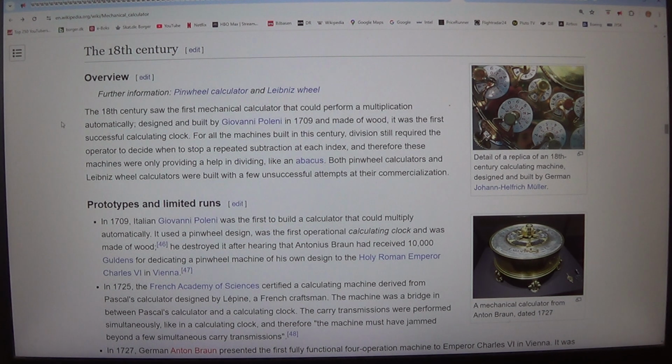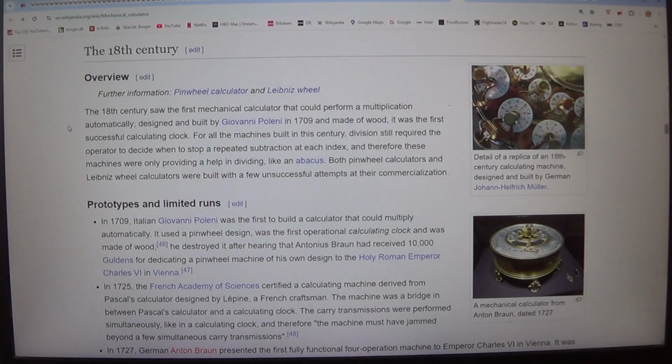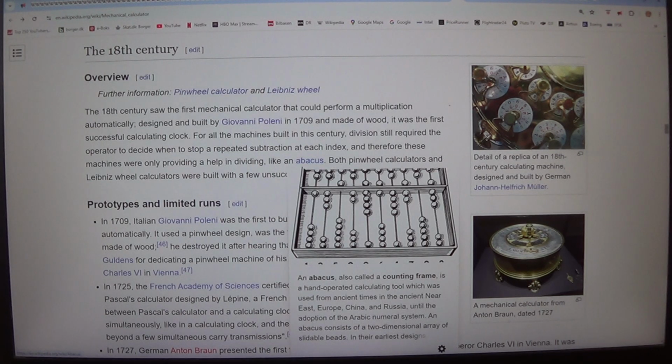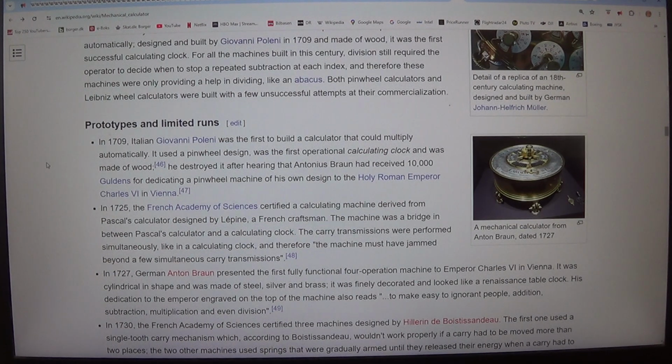Designed and built by Giovanni Pellini in 1709 and made of wood, it was the first successful calculating clock. For all the machines built in this century, division still required the operator to decide when to stop a repeated subtraction at each index, and therefore these machines were only providing a help in dividing, like an abacus. Both pinwheel calculators and Leibniz wheel calculators were built with a few unsuccessful attempts at their commercialization.